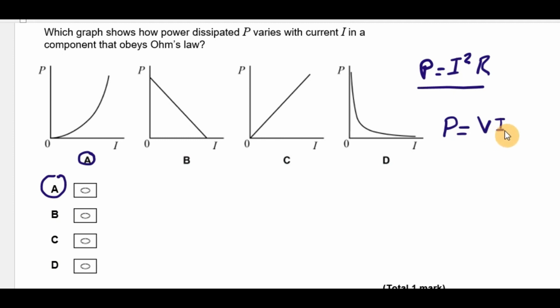So I could use this equation as long as I realized that not only do I need to double the current, but I also need to double the potential difference, or as the current doubles, the potential difference will double. In which case, the power will quadruple.